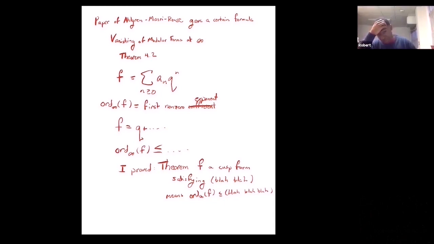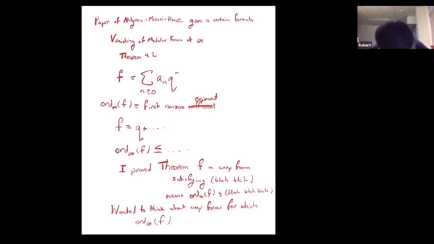And so I wanted to think about modular forms or cusp forms. So I'll just write this down. I wanted to think about cusp forms for which the order of vanishing at infinity of F was actually greater than the thing I said it would be less than. But of course, I'm omitting some technical conditions, because my theorem is that F satisfying blah, blah, blah means that the order of vanishing is less than blah, blah, blah. But I also wanted to think about forms which don't necessarily satisfy condition blah, blah. Is there some way for me to understand these forms that are greater than the bound I said these forms should have? Okay. So I wanted to understand, just to summarize, forms for which the bound did not hold.